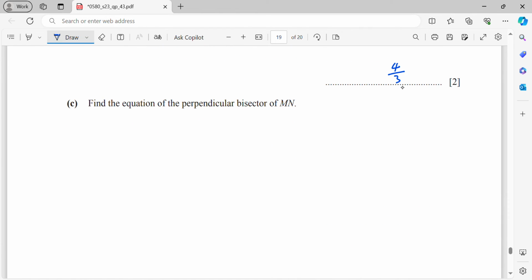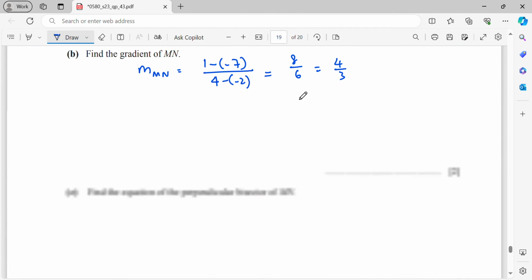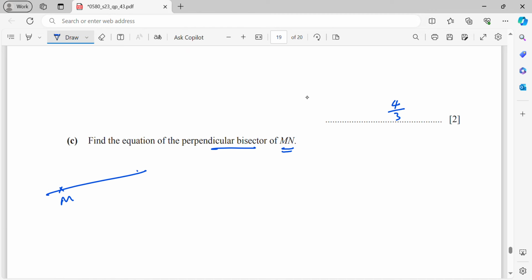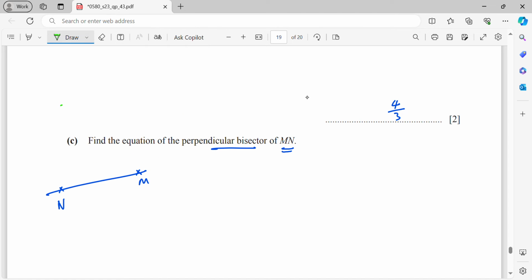Now, find the equation of the perpendicular bisector of MN. Let's say this is MN, just an example. Here is your M (4, 1), and this is N. A perpendicular bisector is the straight line that is perpendicular to MN and bisects it. Bisects means you need to find the midpoint. This is the line that you need to find, the perpendicular bisector.